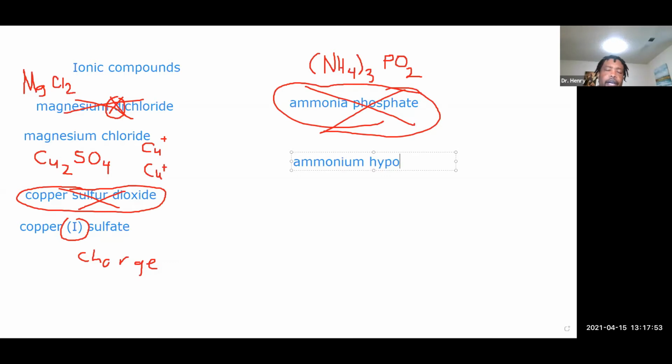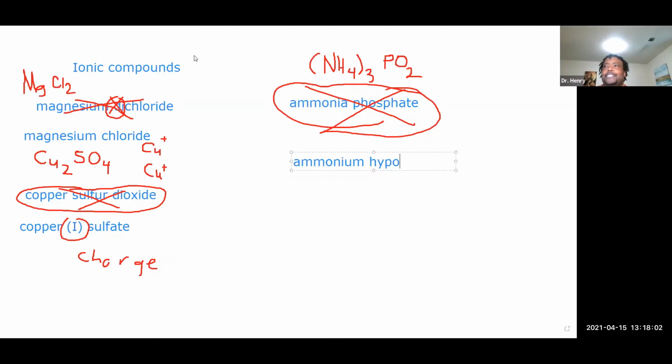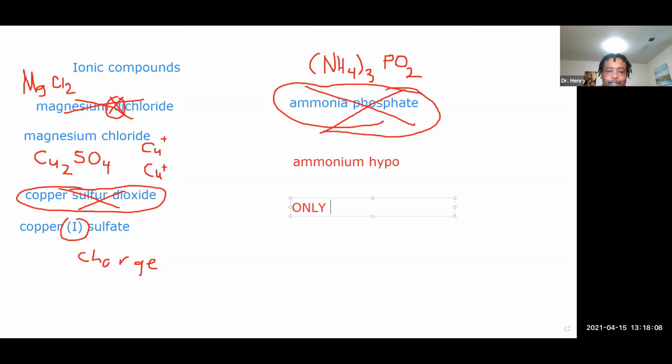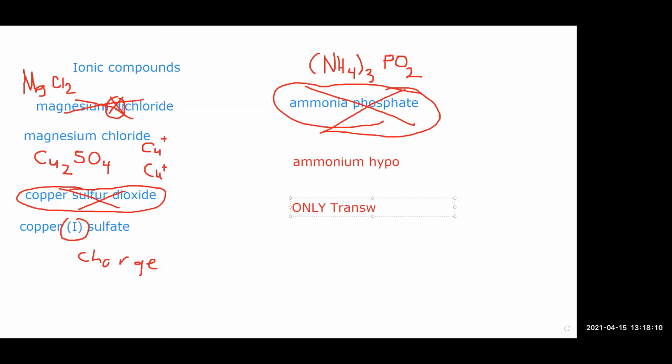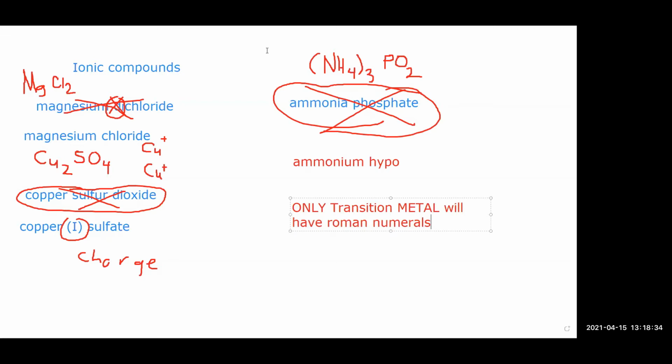So again, are you guys listening to what's coming out of my mouth? Hold on one second. Let me type this down because maybe that's what it is. Transitional metals have the Roman numerals, and ammonium is not a transitional metal. So no Roman numerals. So ammonium hypophosphite. Yes.